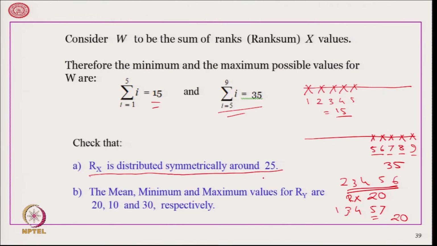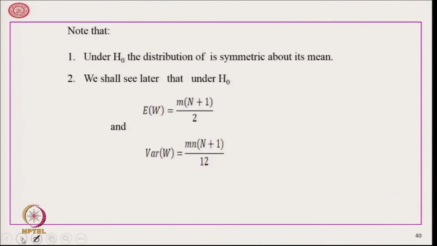In a similar way, one can check that if we consider R y, then the minimum value is equal to 10, when the y observations are the first, second, third and fourth in the combined sorted array. The maximum value is going to be 30, because when the y values are 6, 7, 8 and 9, the sum of ranks is going to be 30, and you can check that the mean is equal to 20 and it is symmetric around that value. So, this I leave as an exercise.